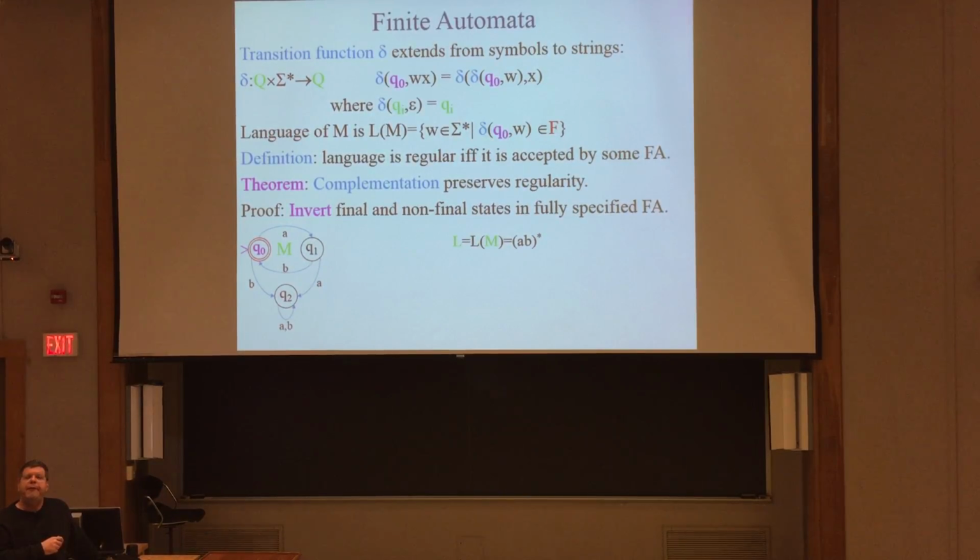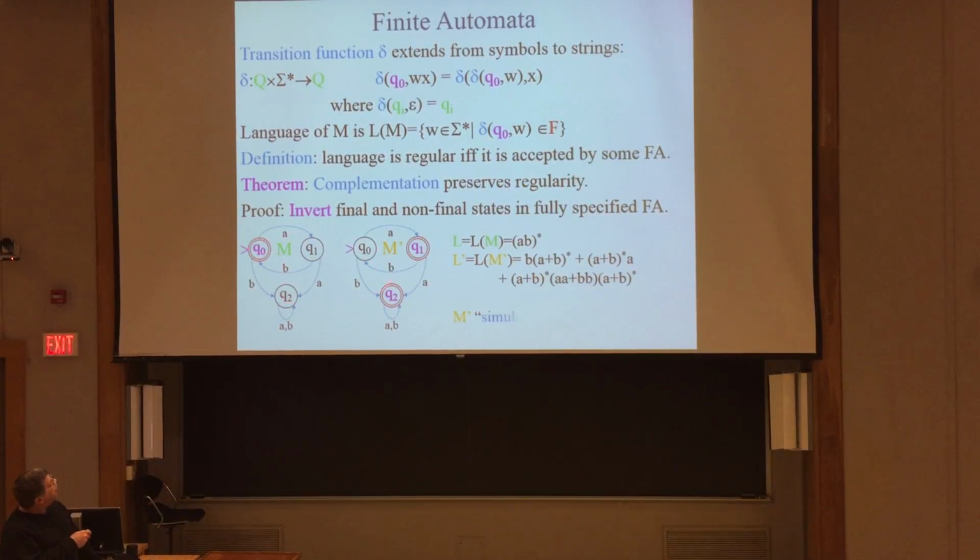Q minus F? Yes. So if the new F is Q minus F, you're essentially inverting the final and non-final states. You're making the states that were final non-final, and the ones that were non-final you make final, and you get this new machine, M prime. Look what happened. All the transitions remain the same, and there's still the same number of states, labeled the same, all the arcs are the same.